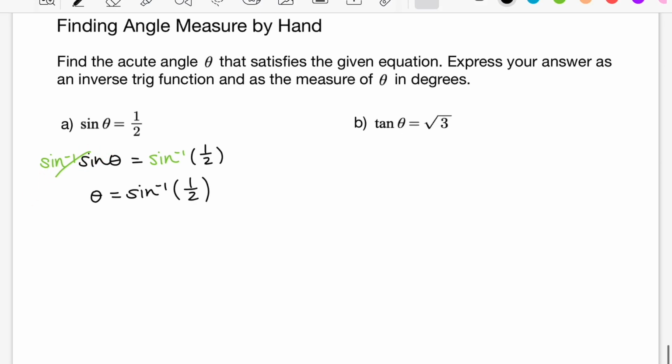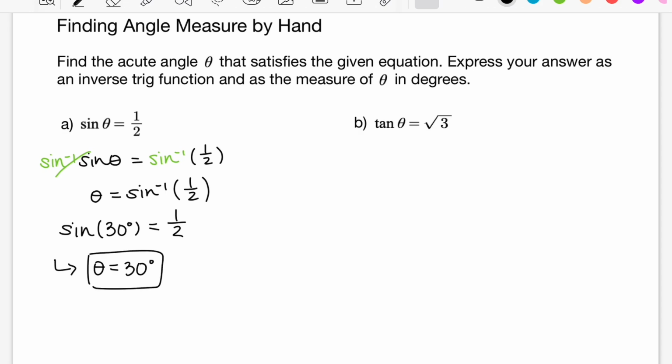Now, if we want to express our answer as a measure in degrees, here we'll use the unit circle. We know that sine of 30 degrees is going to give us exactly 1/2. So because of this, theta must be equal to 30 degrees.